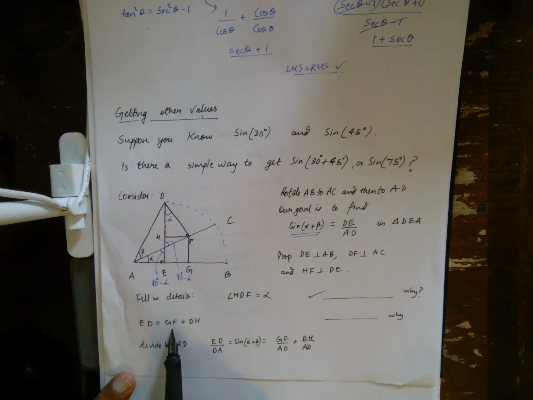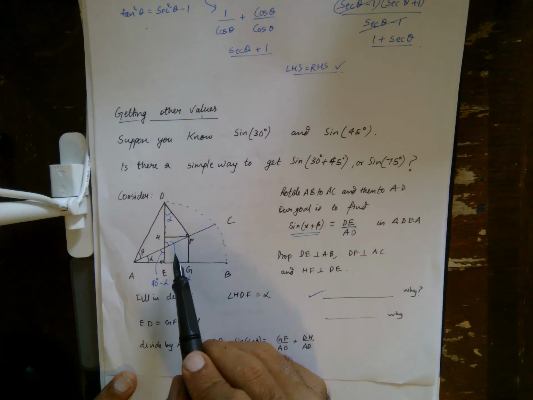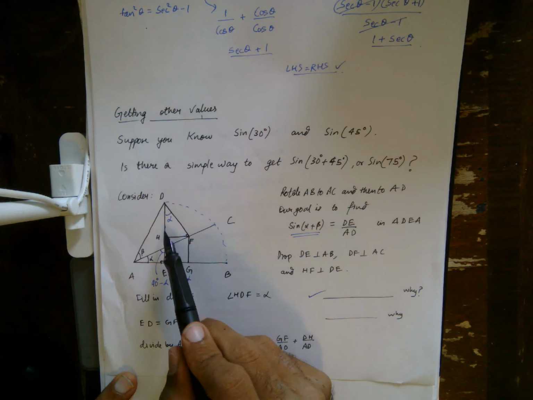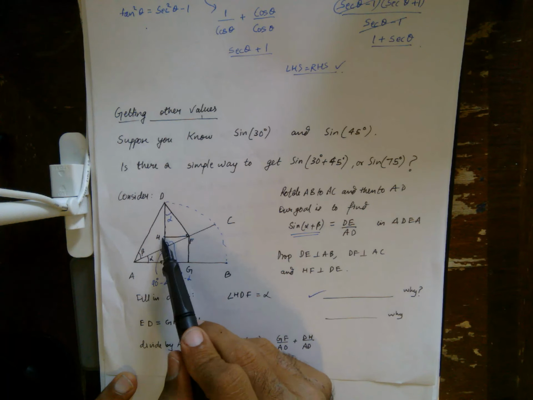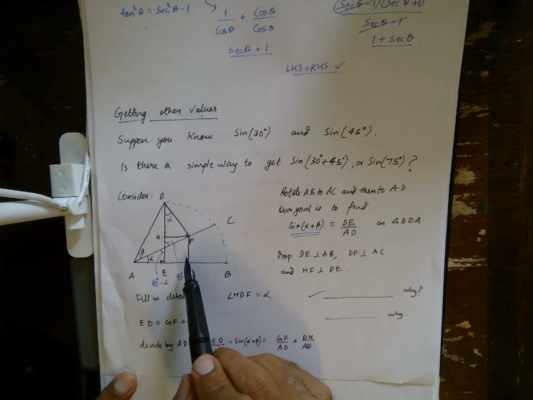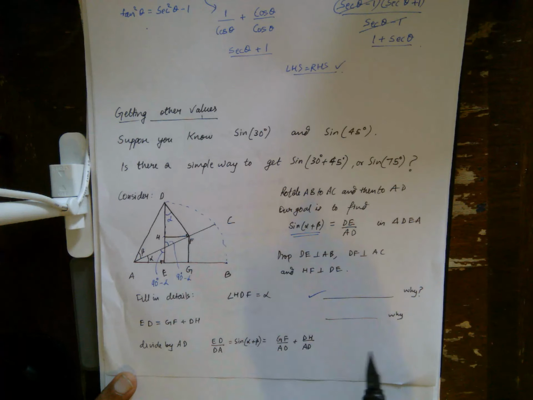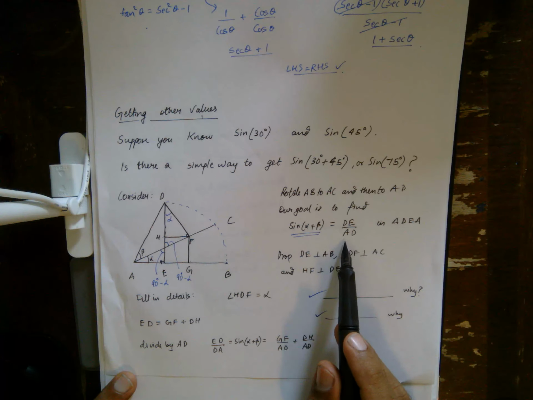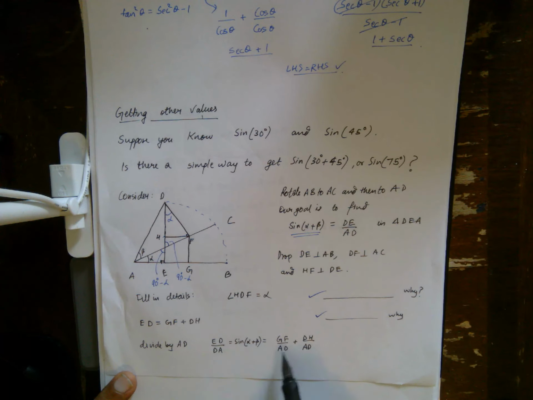ED is GF plus DH. Why? Well, ED is EH plus DH for sure, and EH and GF are the same because they are parallel, and this is a rectangle here. Opposite sides of a rectangle are equal. Then I divide by AD. Why do I divide by AD? Well, because I'm interested in sine of alpha plus beta, and that has an AD in the denominator. So ED over AD is GF over AD plus DH over AD.